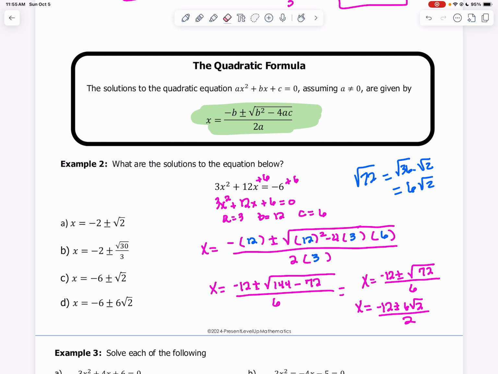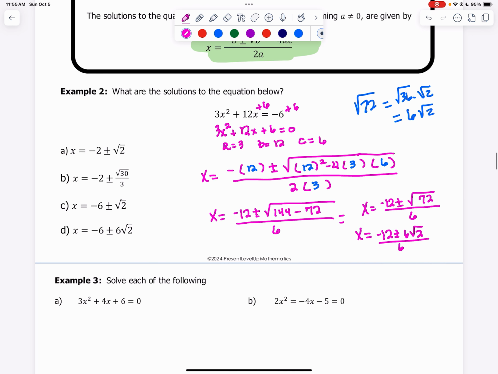Don't know why. That was supposed to be a 6. Now I'm going to divide all these terms by 6. And that will give me negative 12 divided by 6 is negative 2, plus or minus 6 divided by 6 is 1, so square root 2. Now, let's look at our answer choices and see if one matches that answer. And sure enough, answer A matches our answer.